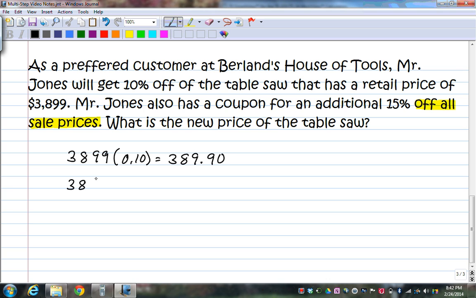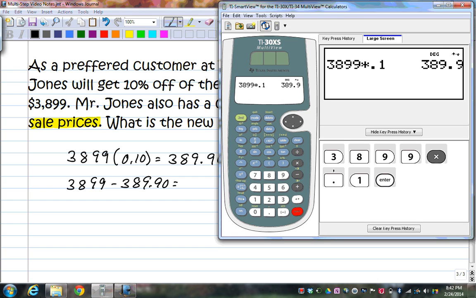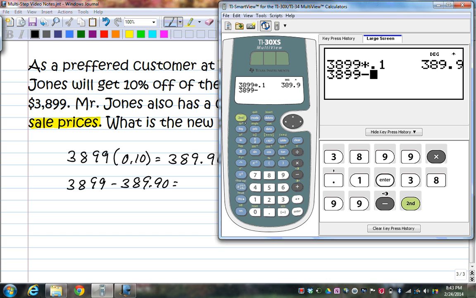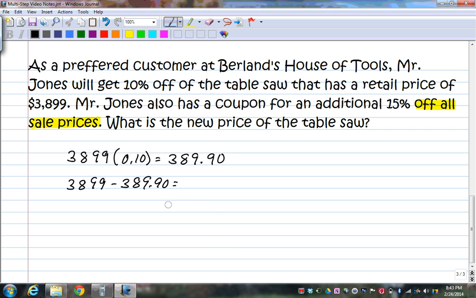So I would take $3,899 minus 389.90. Now watch this, another cool way to do this. Minus, and rather than type in, since I already have 389.90 up there as my previous answer, I just do second answer. And I get 3509.10. Okay, this is the sale price of the table saw.